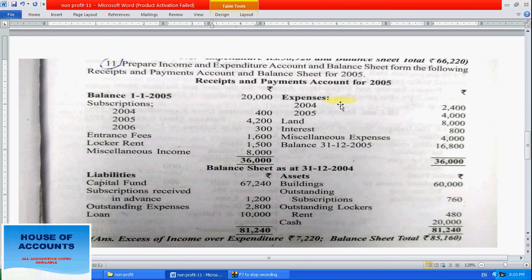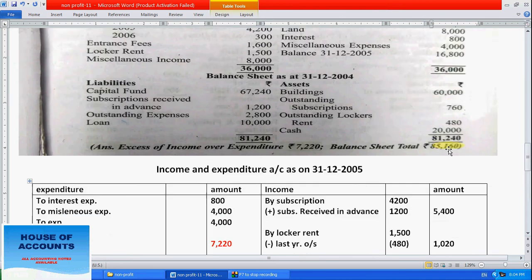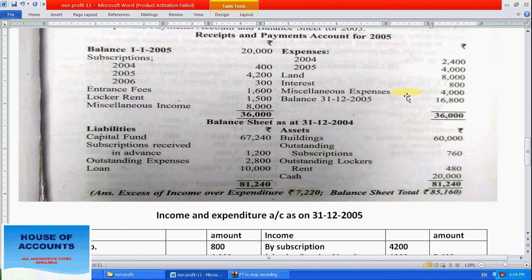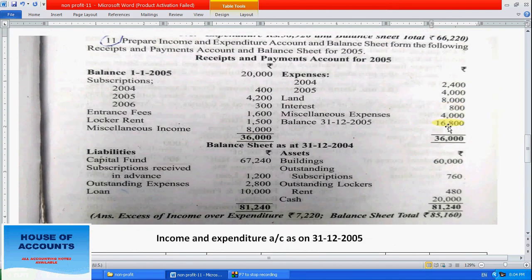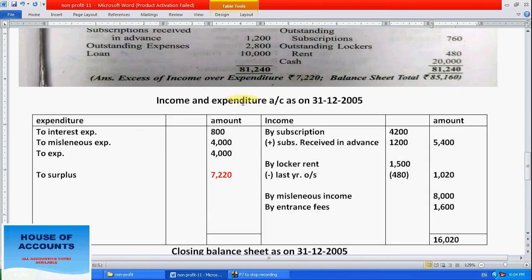Okay, let's go to the payment side. The expenses we have taken, 2005 expenses also taken. Land is how much? 8,000. So write, we have purchased land, its value is 8,000. Next, interest we have taken, miscellaneous expense also we have taken. The final entry is balance carried down, meaning cash balance 16,800. Receipt and payment is also known as cash balance. So write here 16,800. So now come to the income and expenditure account.